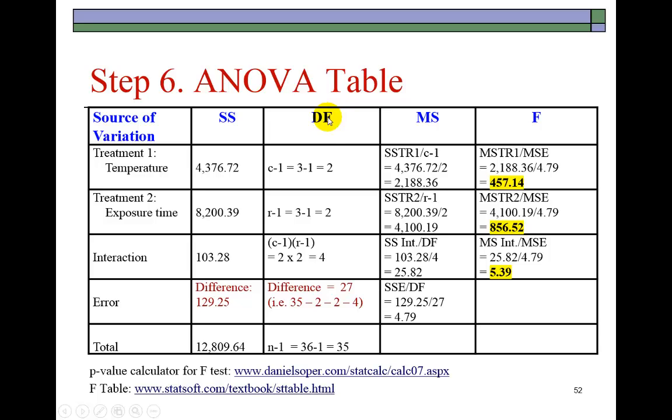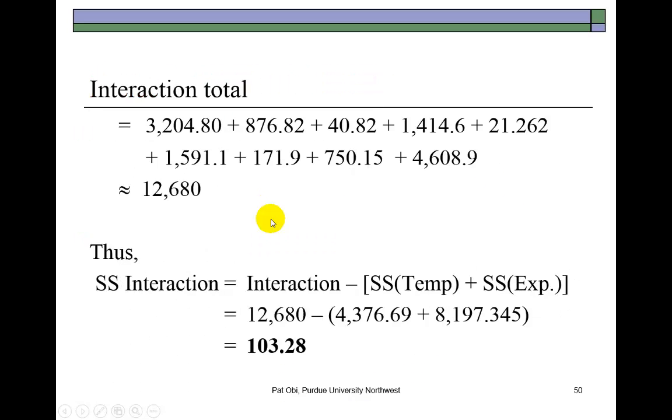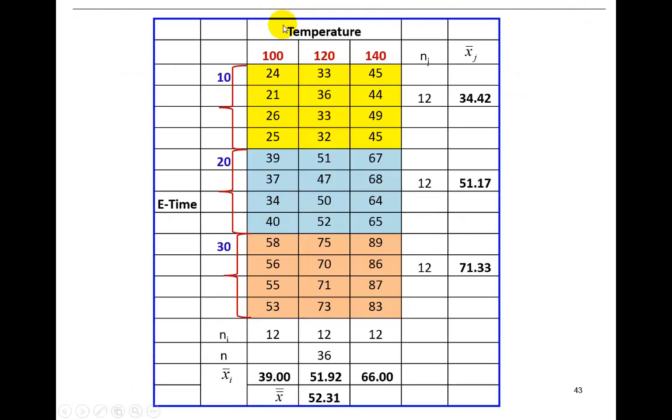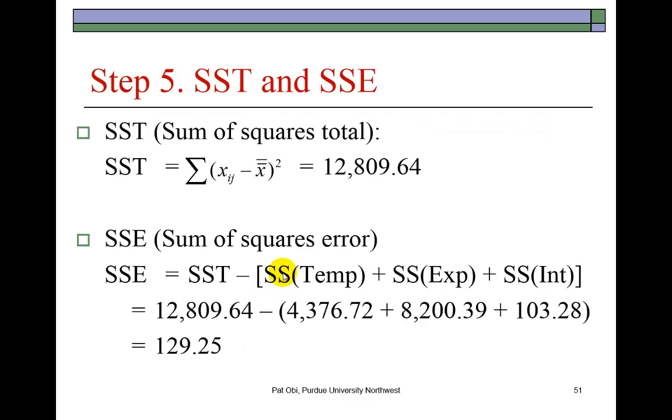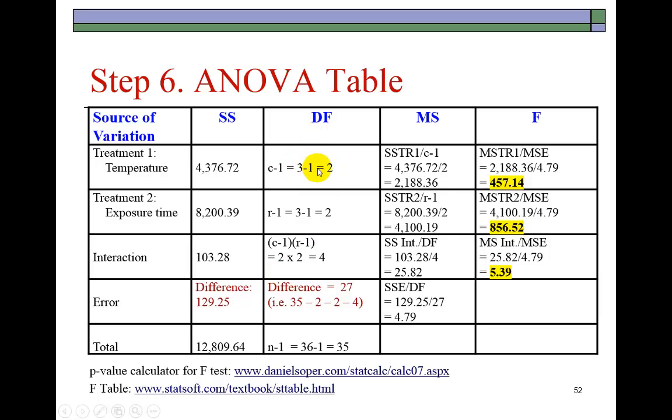Degrees of freedom for temperature is the number of levels minus 1, C minus 1. I use C to denote columns. There are 3 levels, 3 columns actually, for the temperature. And for exposure time, I use R for rows. Going back here, you see columns for temperature 1, 2, 3, and rows for exposure time 1, 2, 3. That's why I chose to use C and R, to make it intuitive. Each of them will have 2 degrees of freedom. For interaction, it's going to be the product of those 2, which is going to give us 4.